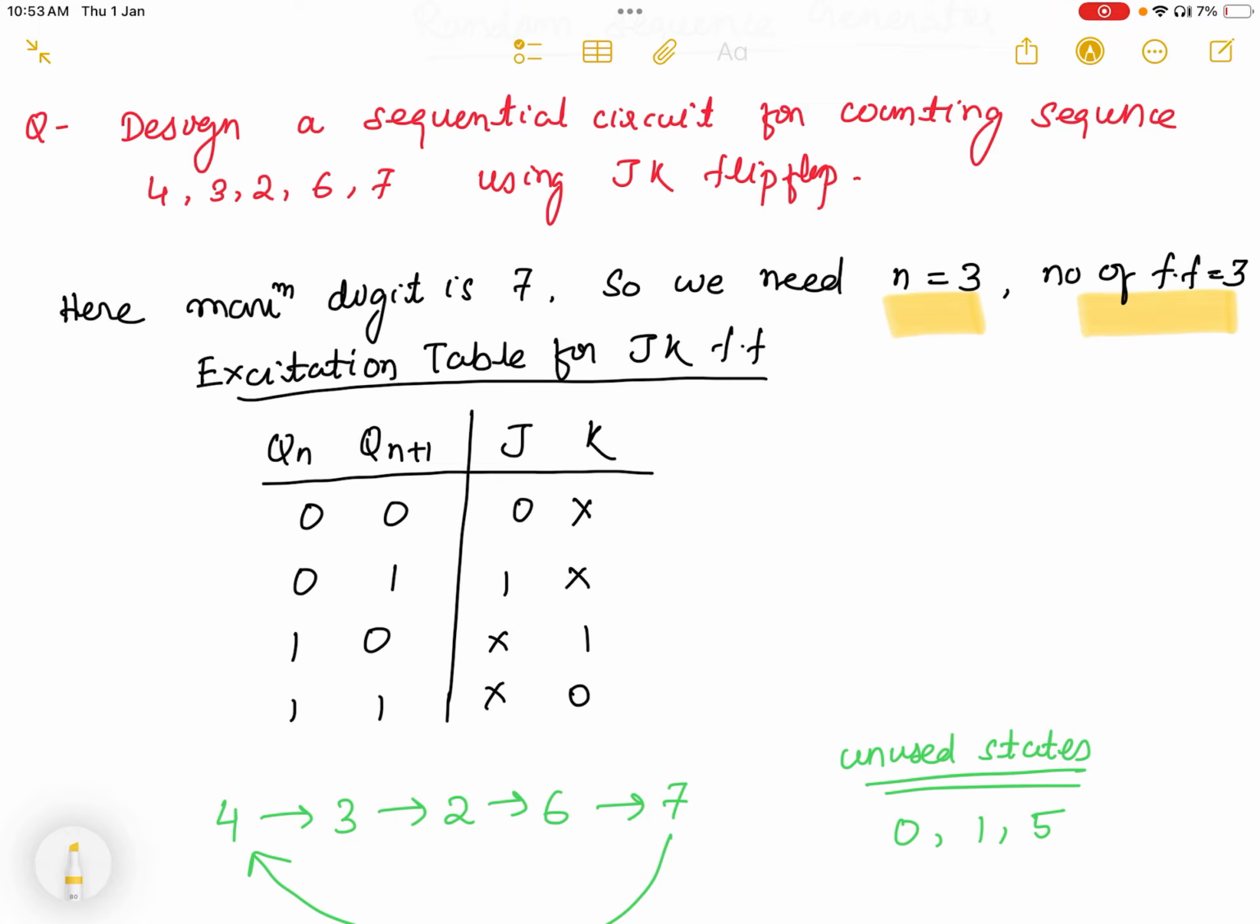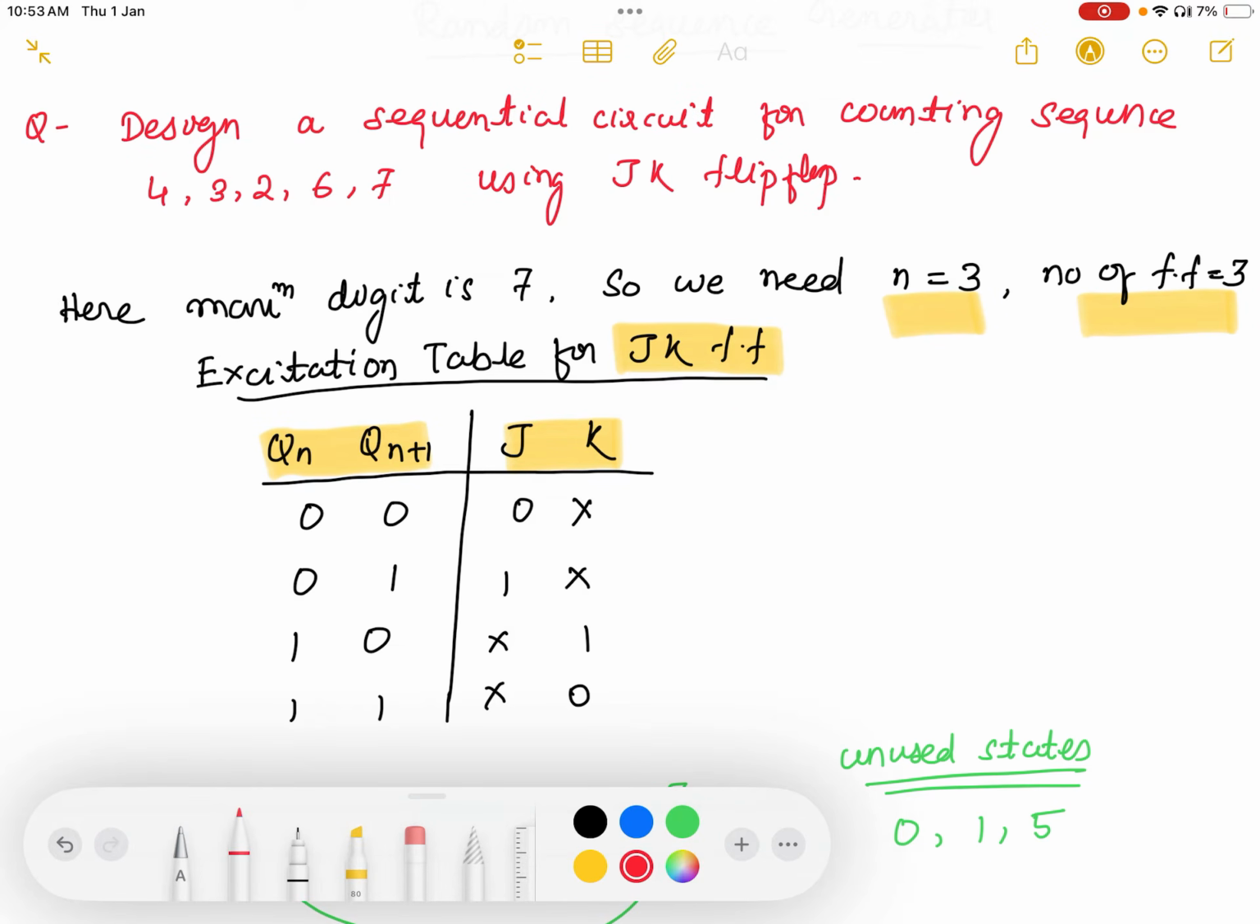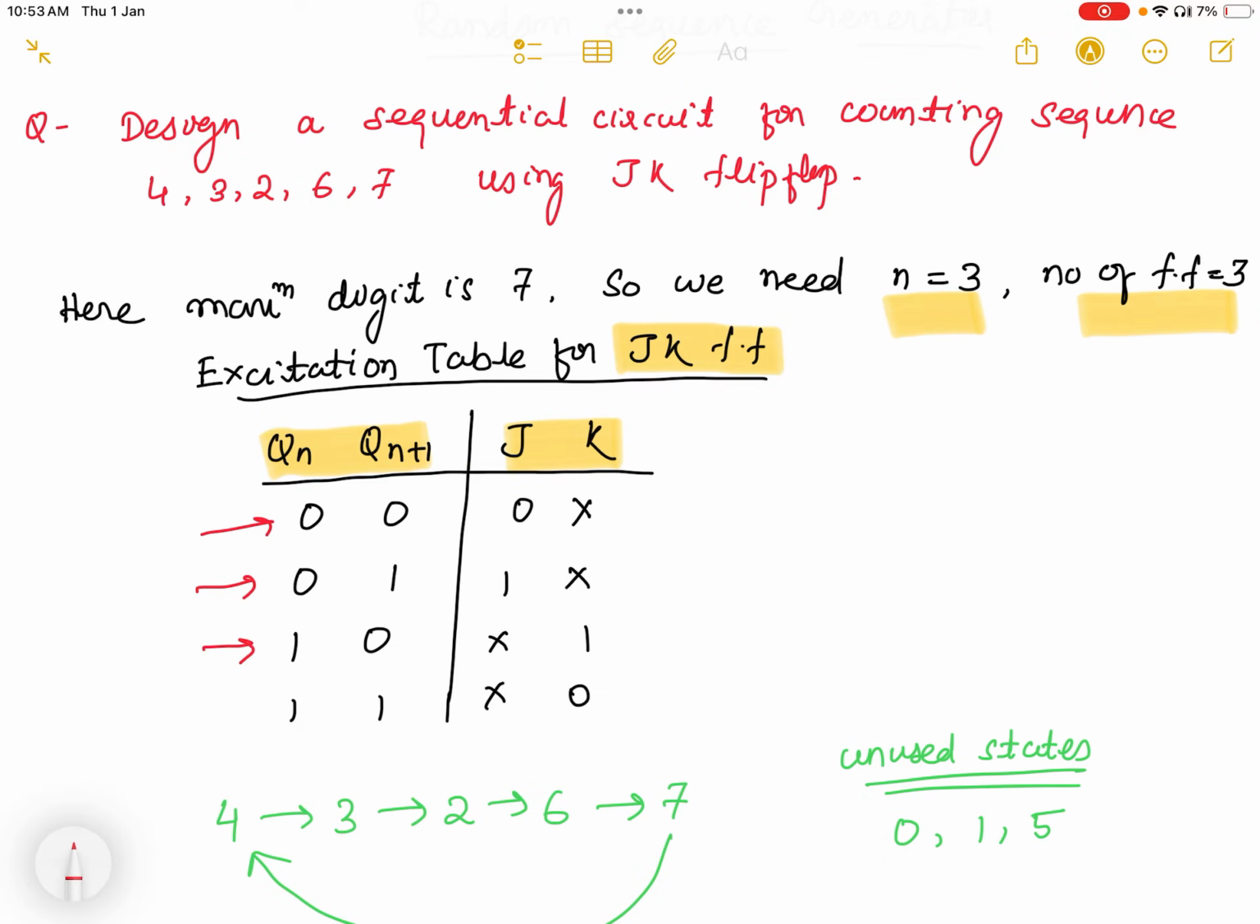Okay. So to attempt this type of question, first we need to find out how many flip-flops are required and which type of flip-flop is required. You can see here I'm using a JK flip-flop. So for the JK flip-flop, first write down the excitation table. In the excitation table, the inputs are Qn and Qn plus 1, and the outputs are J and K. So we write the four possible combinations 0 0, 0 1, 1 0 and 1 1. For these I will get 0 don't care, 1 don't care, don't care 1, and don't care 0.